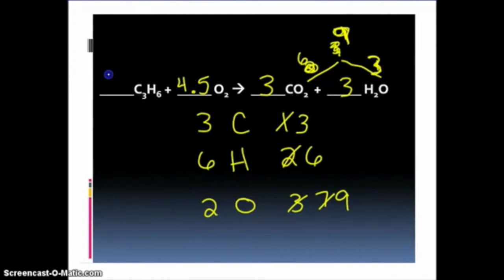So there's a 1 here. So that'll be 2. 4.5 times 2 is 9. 3 times 2 is 6. And 3 times 2 again is 6. Now we're going to go back and make sure it all worked out. So on carbon, we got 2 times 3.